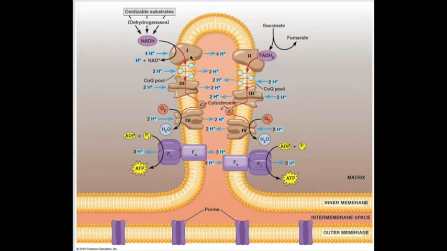So every one of these complexes, complex 1, complex 3, and complex 4, all pump protons. Complex 2 is a little bit weird, as it's the only one that doesn't actually pump any protons, but can extract that electron from FADH2 and transfer it over to complex 3. And then we start to pump protons across this membrane. So what ends up happening is that we end up with a very high concentration of protons here in the intermembrane space and a very low concentration of protons here.